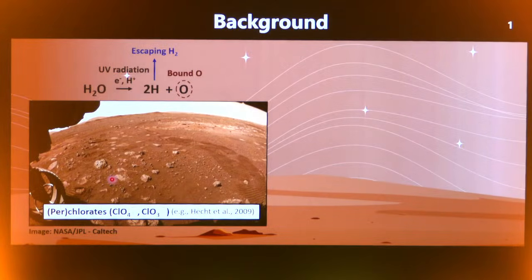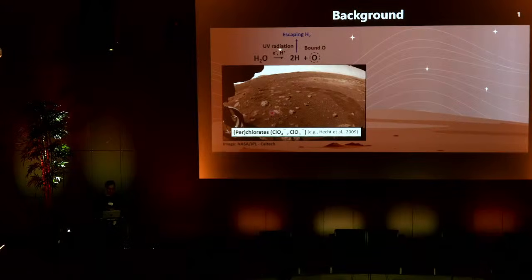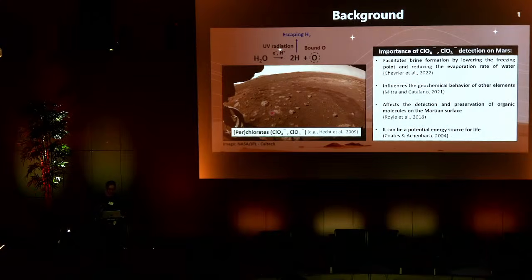As a background, I would just like to remind you that the surface of Mars is an oxidized environment, and with that I mean that multiple valence elements such as chlorine are observed in their higher redox states, incorporated into oxidized minerals such as oxychlorine minerals, chlorates and perchlorates. And the detection of oxychlorines on Mars is relevant for many reasons.